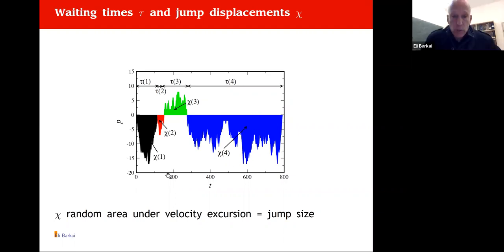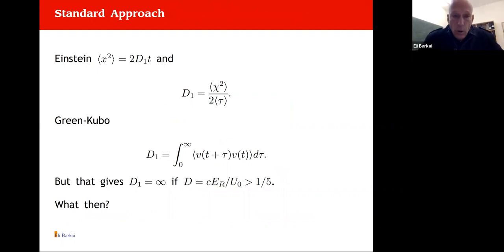Okay, so I hope this was clear. So what is the standard approach to transport? The Einstein relation is very famous. The MSD, x squared, is equal to D1, where 1 just symbolizes normal diffusion, times t. And Einstein told us that D1 is equal to chi squared, this excursion squared, over tau average.